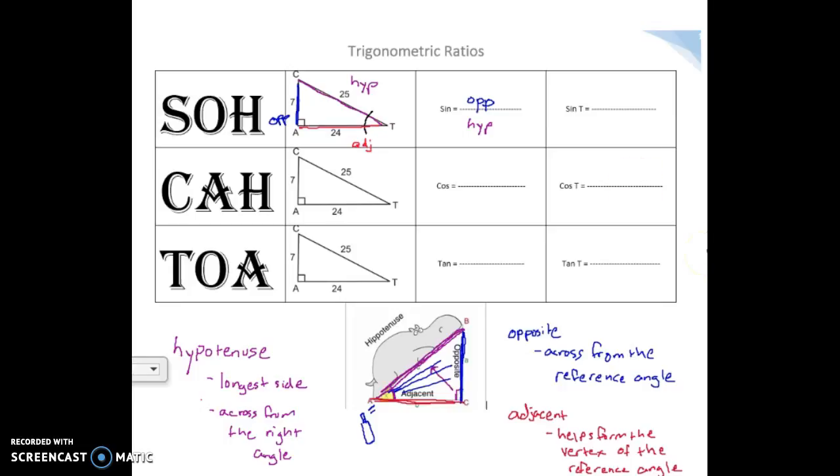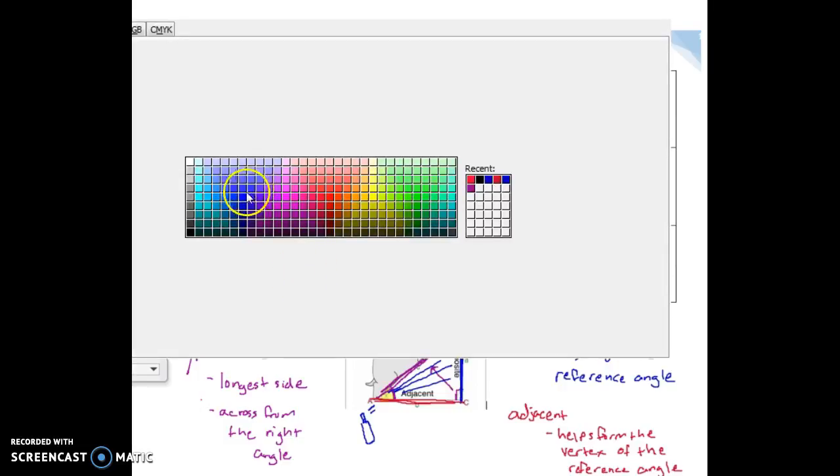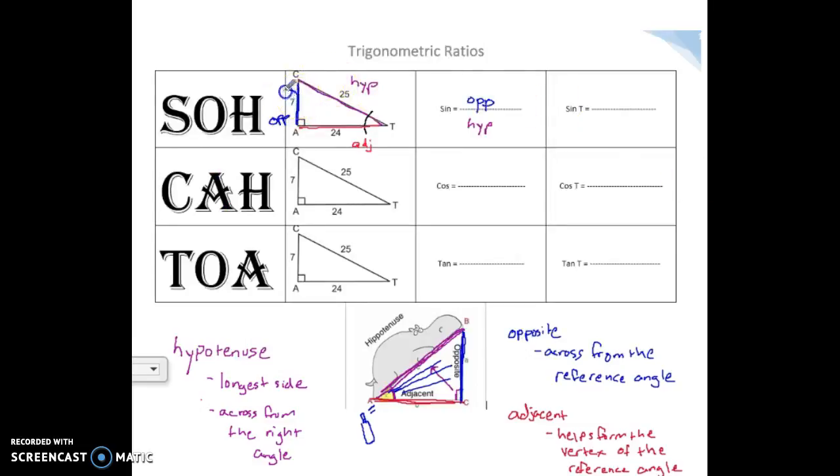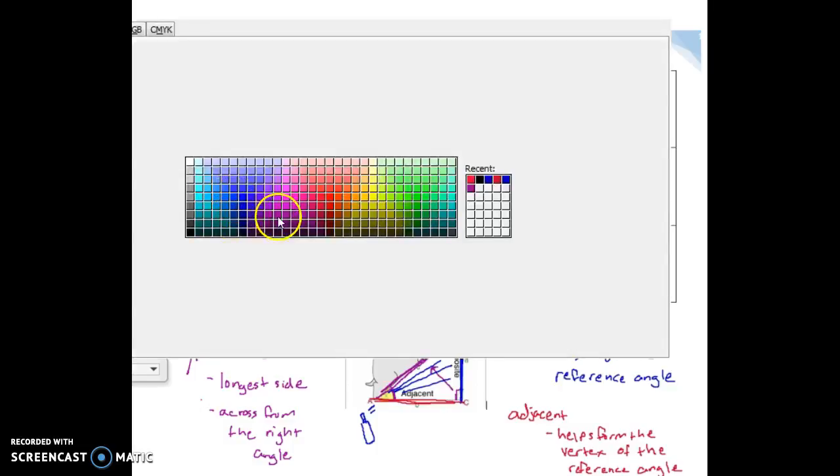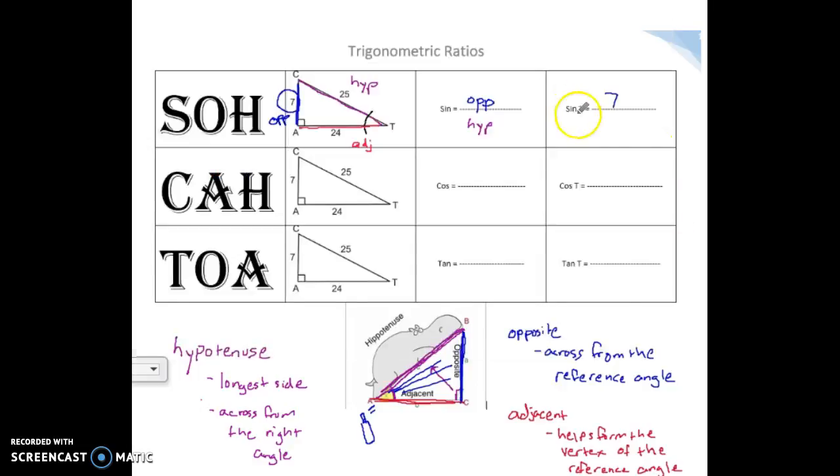All right, so now all I have to do is look over there and find the length of the opposite side, which I can see is 5. No, I'm sorry, it's 7. There it is right there. The length of the opposite side is 7, and the length of the hypotenuse is 25. And there we go. I have now changed that into a sine ratio.